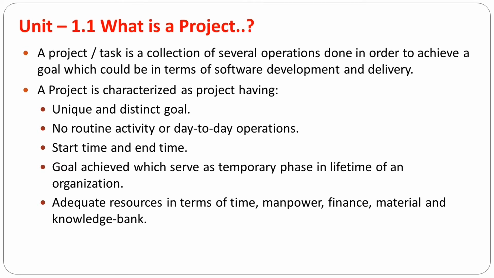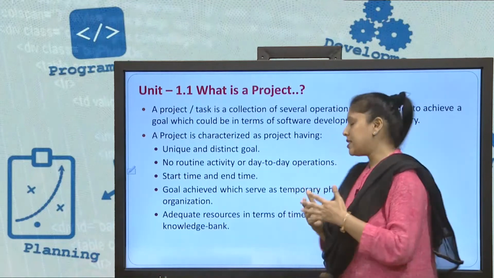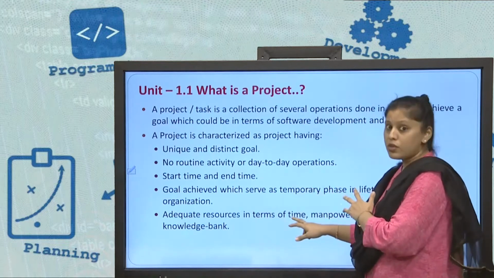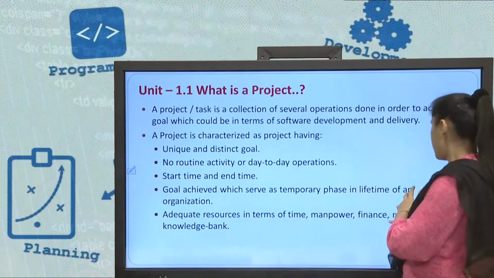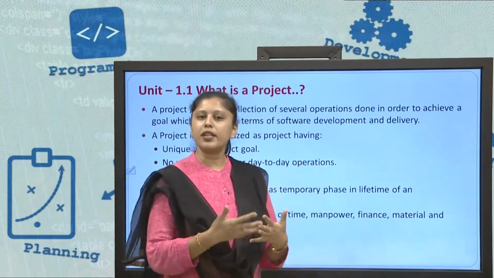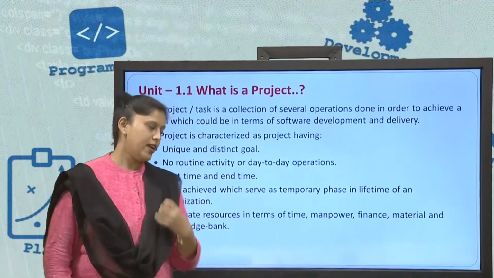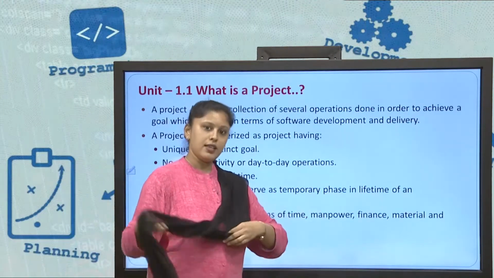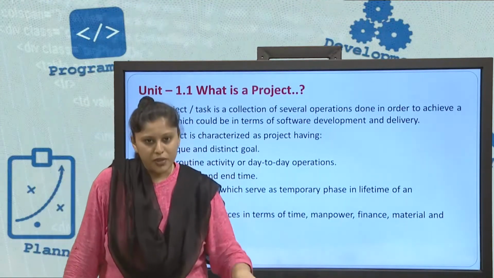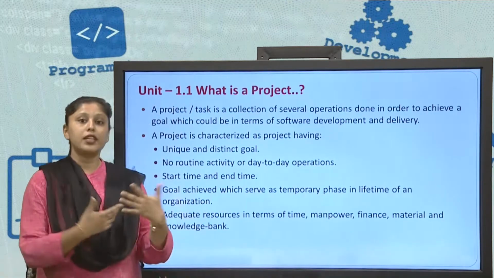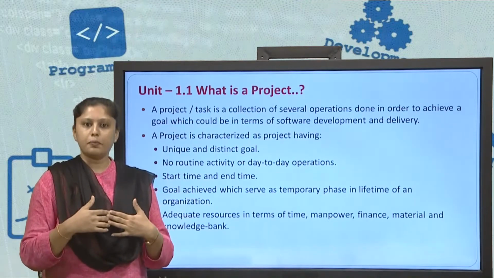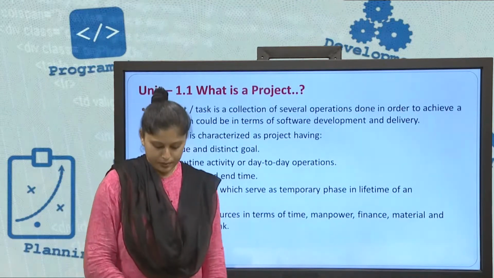Then timeline. In order to develop a project, I said we need a start time and an end time, right? So that means we of course have to be very timely. Finance, material and knowledge bank. Because I am supposed to develop some project, of course a project cannot be developed without any cost, right? So for that I of course need finance, I need material and I need a knowledge bank. Knowledge bank means we, the software engineers who have the knowledge, have to develop software, produce a better result out of that project, and deliver it.